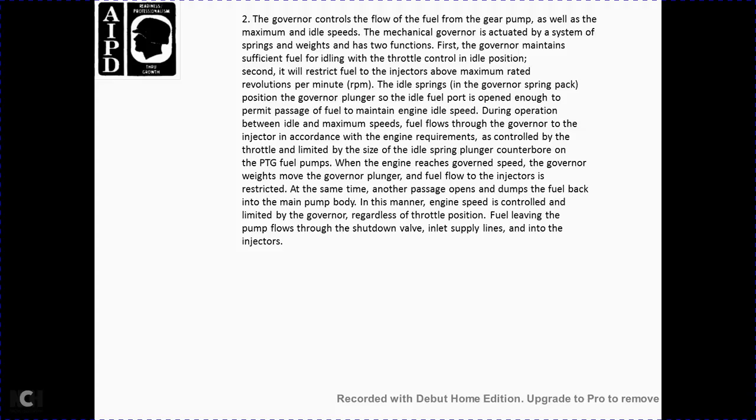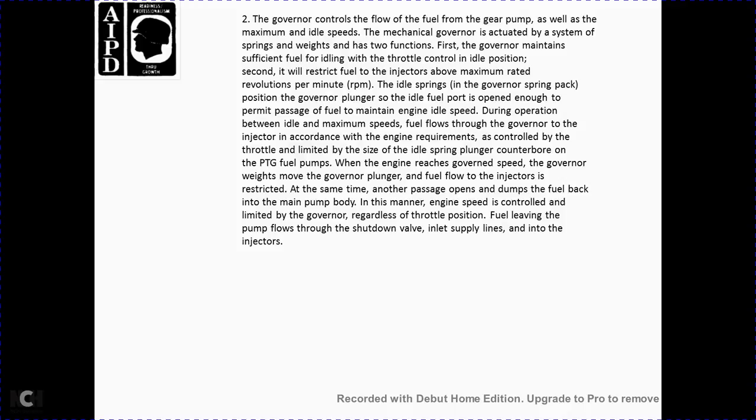In the spring back position, the governor plunger keeps the idle fuel port open enough to permit the passage of the fuel to maintain engine idle speed. During operation between the maximum speed, the fuel flows through the governor to the injector according to the engine requirement, controlled with the throttle, limited to the side of the idle speed spring plunger with the counter bore.